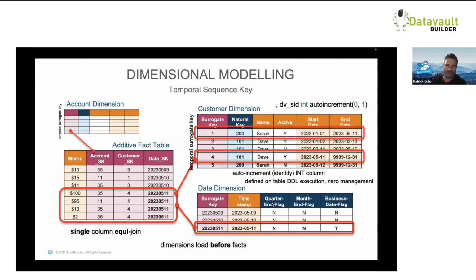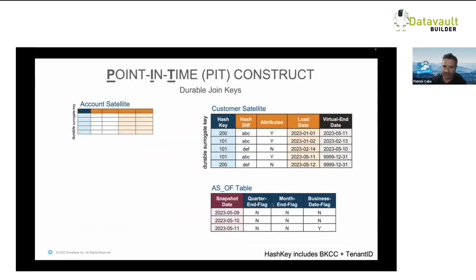So from a data vault perspective, if we would just change the naming a little bit, we would have a hash key, a hash diff, a bunch of attributes, satellites, and instead of a dimension table, we call it an as-of table.